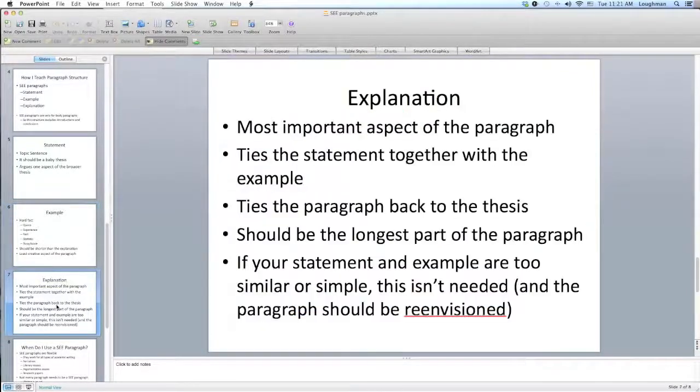And the explanation, to me, is the most important aspect of the paragraph. It ties the statement together with the example. So it explains why that quote or that paraphrase proves your opinion. It ties the paragraph back to the thesis. So it explains to the reader, hey, this paragraph is helping my overall thesis in this way. It should be the longest part of the paragraph. And let me leave it at that first.